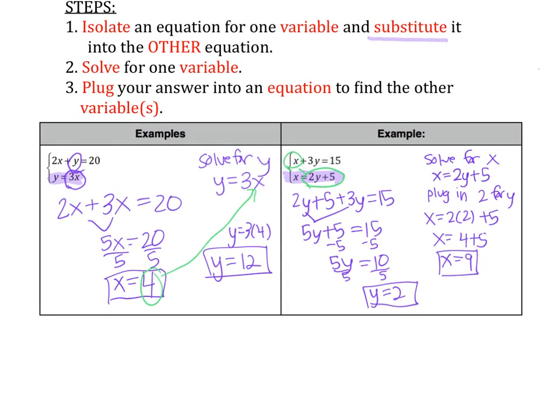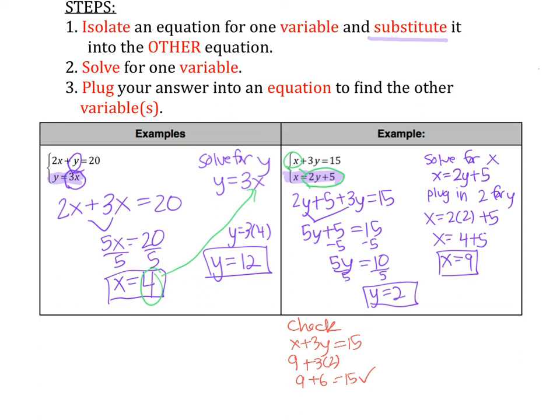And now I'm going to do a check on this one. I want to know, did I solve this correctly? It's correct if x equals 9 and y equals 2 makes both equations correct. So I'm going to plug it into the first equation. x plus 3y is equal to 15. So I have 9 plus 3 times 2. That's 9 plus 6 is equal to 15. And since those values are equal, that one's looking good.